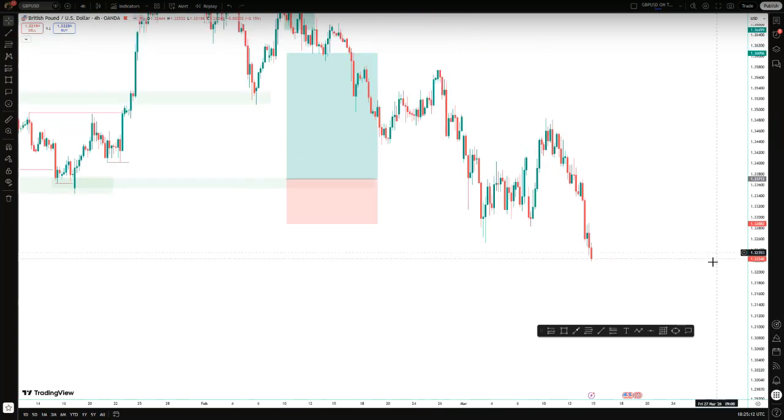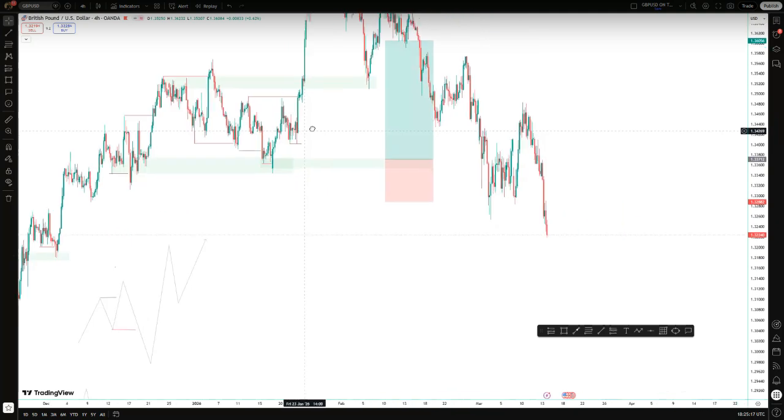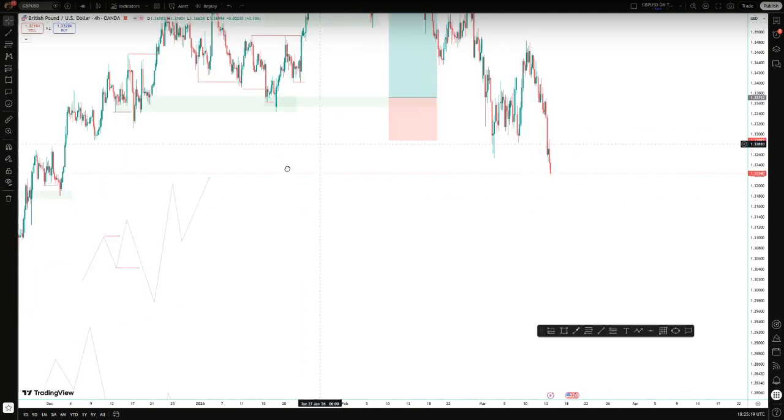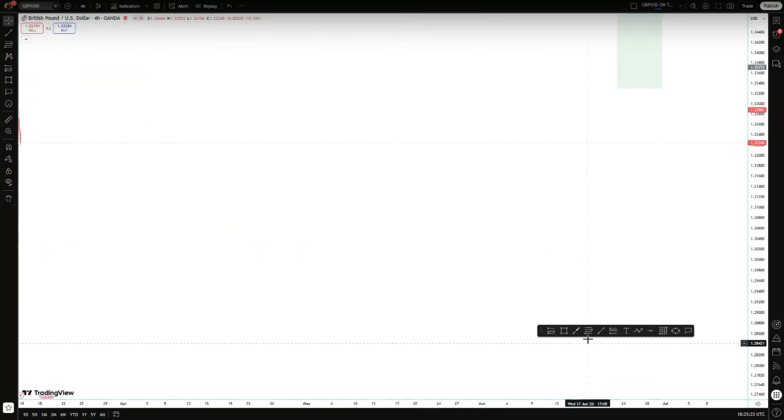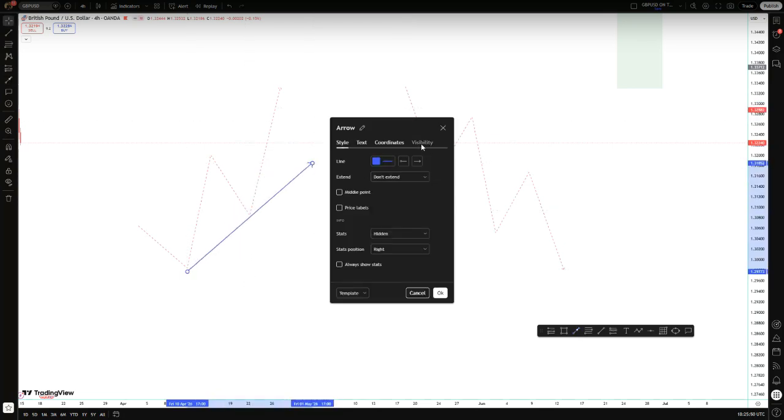Now, a chart is a representation of what the market is doing, and there are no two ways about it. A chart is either going up or it is coming down. The chart is either going up, which is called bullish.